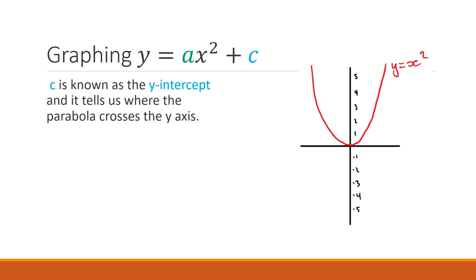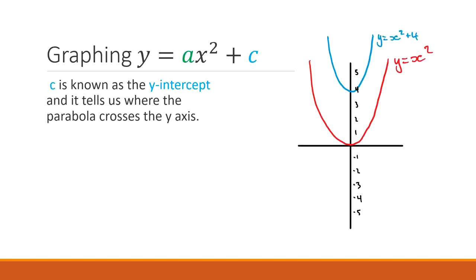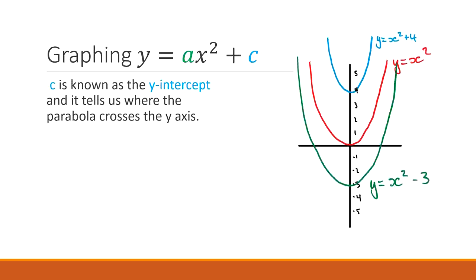On your screen there, you can see we have y equals x squared. There's no number at the end or at the front, it's just x squared, therefore we're crossing at 0. If I introduce a plus 4 on it, in blue you can see y equals x squared plus 4. We're now crossing the y-axis at 4. If I introduce something such as negative 3, you can see that we're crossing now at negative 3.